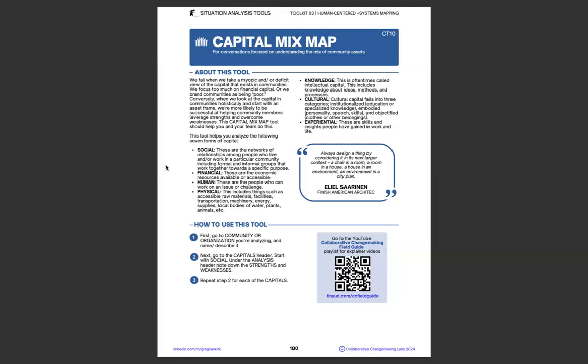Physical, this includes things such as accessible raw materials, facilities, transportation, machinery, energy, supplies, local bodies of water, plants, animals, etc. Right? Any kind of physical capital that exists. At the top right here, knowledge capital. This is oftentimes called intellectual capital. This includes knowledge about ideas, methods, and processes, right? People have knowledge in communities about their communities and about things that, for example, in my case, as an outsider, I would never know. So how do you understand the richness of that knowledge capital?